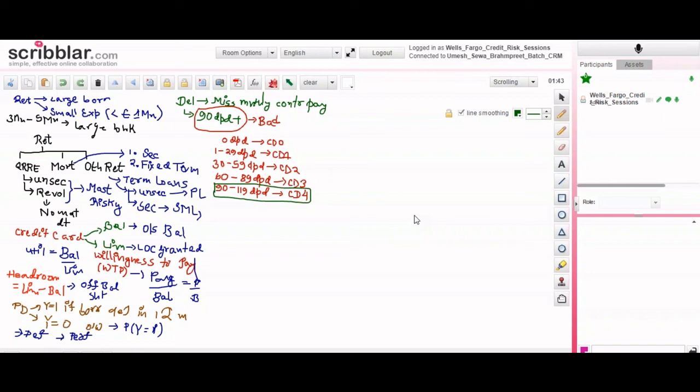We'll come to that part. Over here, I'm just trying to get you through to the idea of this probability of default. So this is the part that is done.